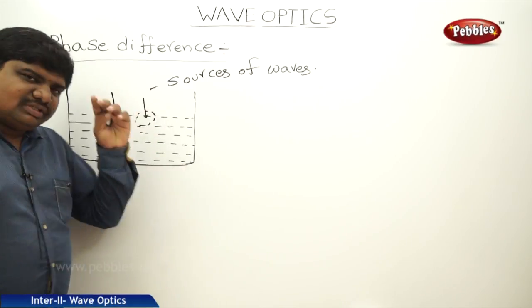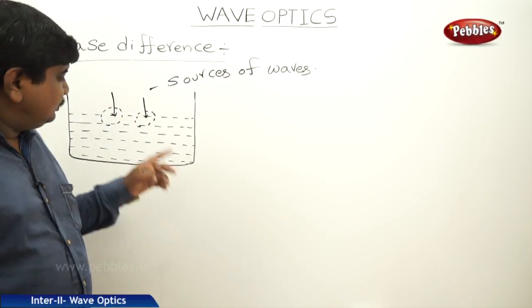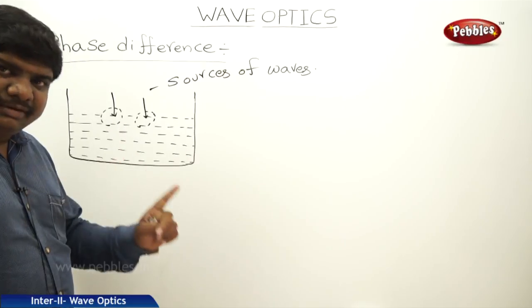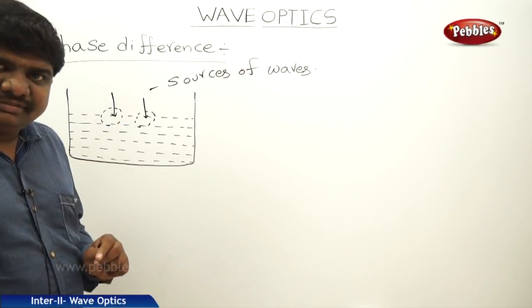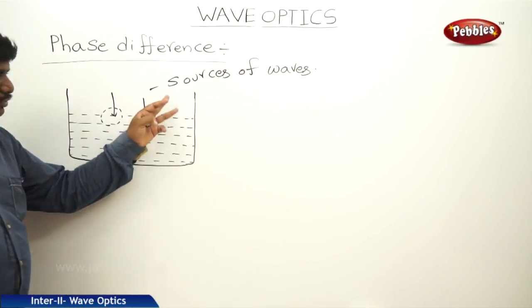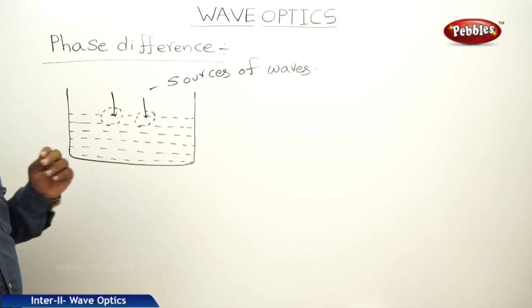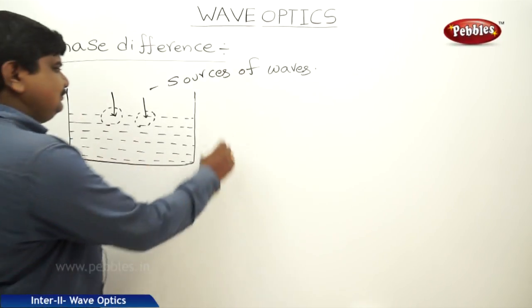If these 2 sources of waves disturb the water at the same time in the same direction, then the waves created by this disturbance are said to be in phase.